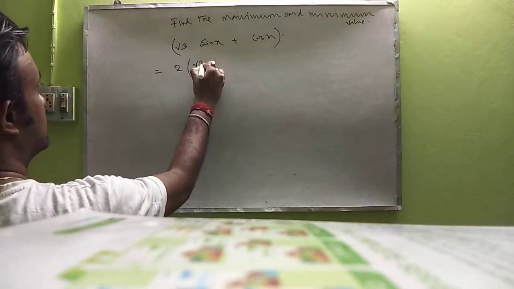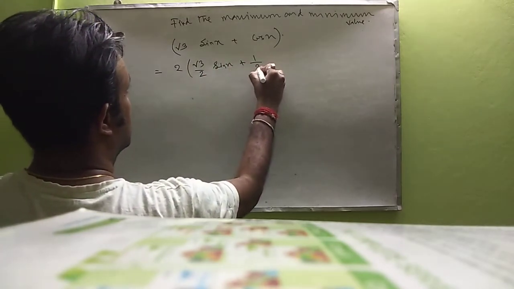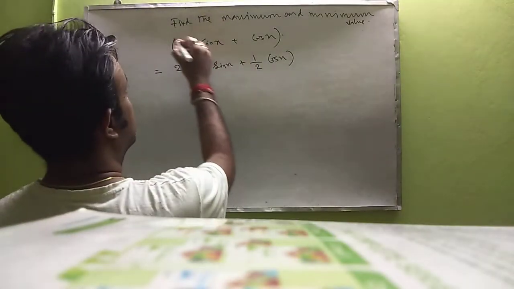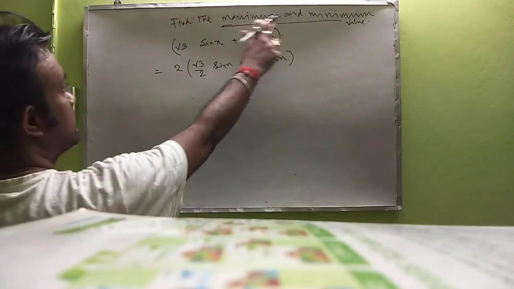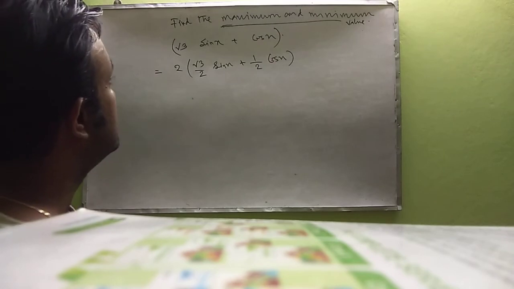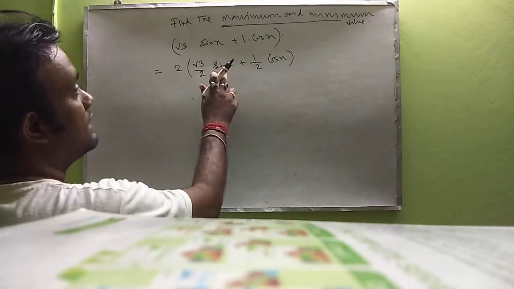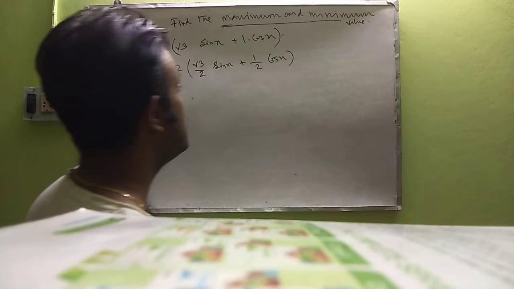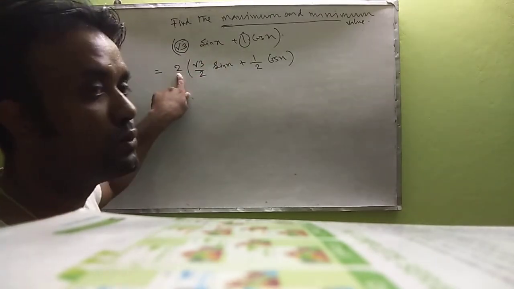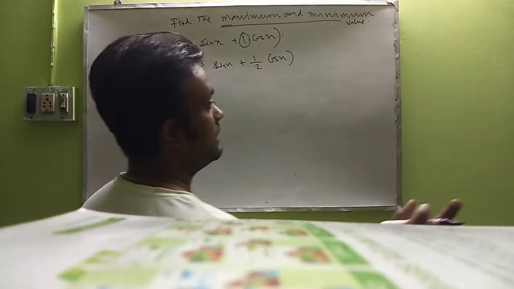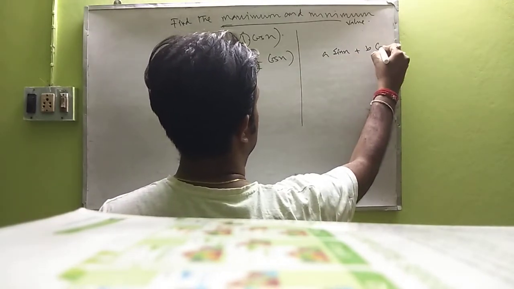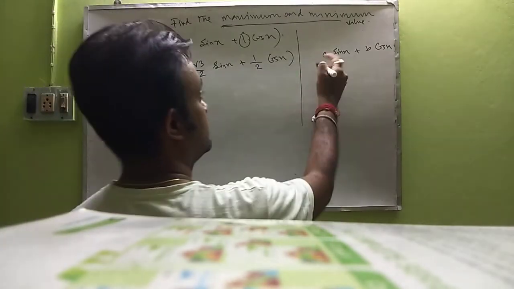To do this, to find the maximum and minimum value, we must do this type of arrangement. How will this idea come in your mind? You must follow there root 3 and 1. Here is root 3 and 1. We bring 2. This formula or this type of sum is like this: a sin x plus b cos x. Here we follow that a and b are present.